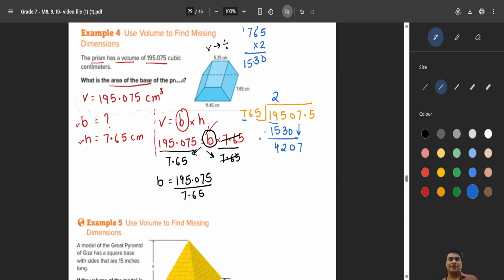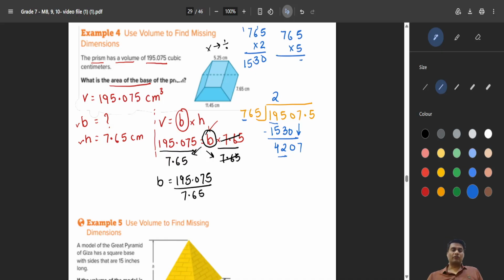Now I see. I have 7 here. I have 42 here. So you will say, Mr. 7 times 6 is 42. Let us try 7 times 6. But I will try 765 times 5. Why? Because see, this number is very close to 4200 only. And in the 765, I have 65 also. If I will do times 6, it will become bigger than 4200. So it is better to try 765 times 5 here.